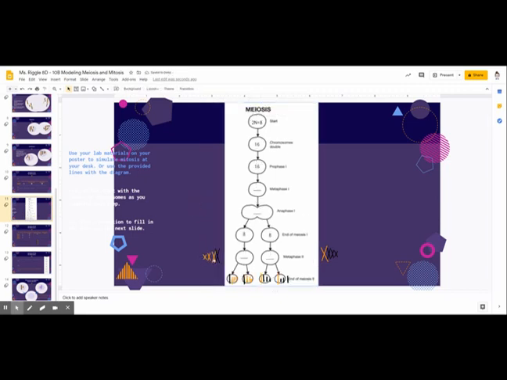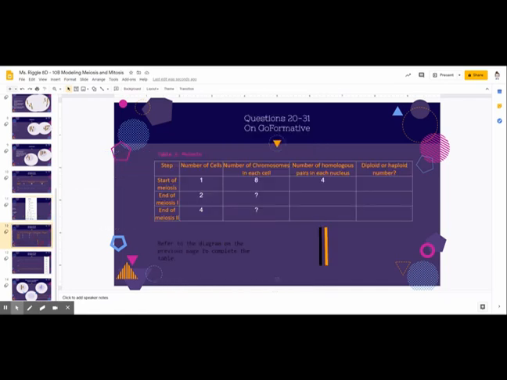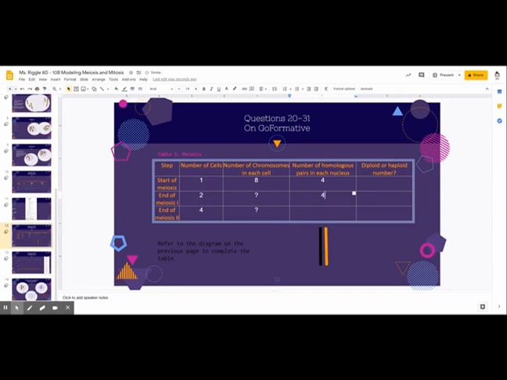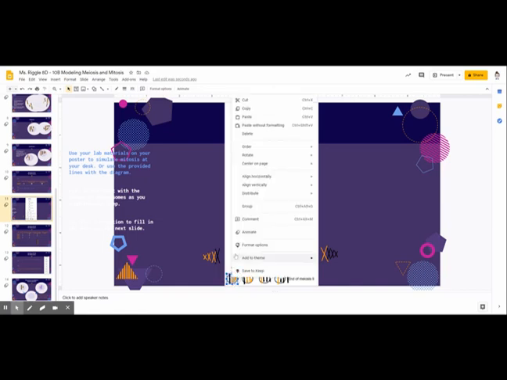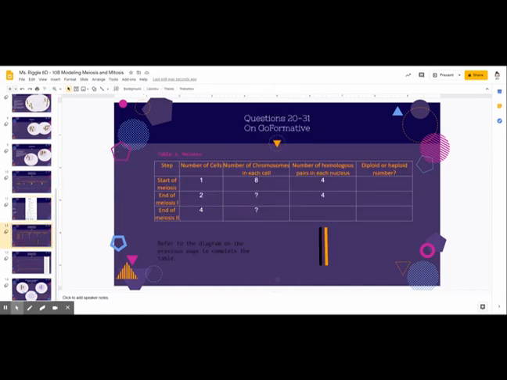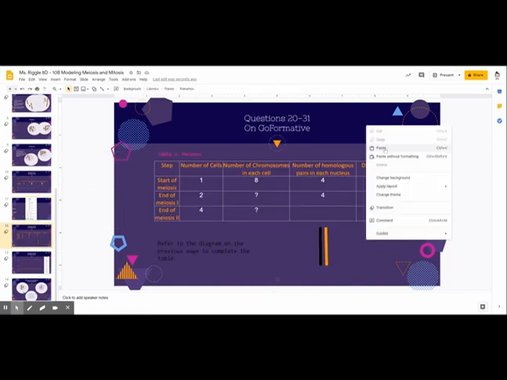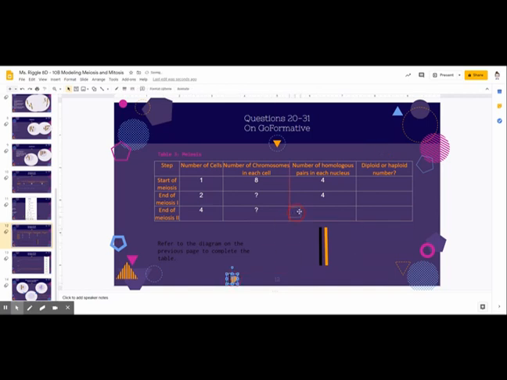We had 1, 2, 3, 4 homologous pairs at the end of meiosis 1. So that's 4. At the end of meiosis 2, how many homologous pairs are there? So I'm going to go ahead and highlight those. And I'm just going to copy one set over. And I'm actually going to toss it into my table.